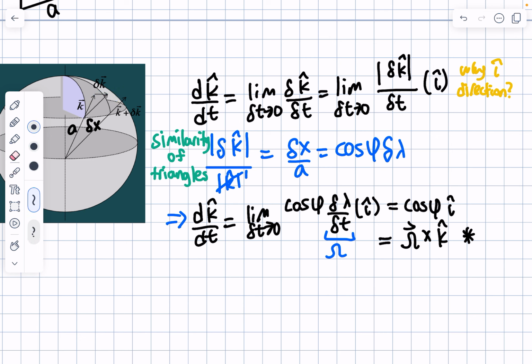So again, using similarity of triangles, we have this side, delta k over k, is equal to the longer one over a. Delta k is here. I'm not exactly sure for this similarity of triangles, but it is supposed to be a similarity of triangle situation. And remember, the magnitude of k hat is 1, so we have that this is equal to delta x over a.